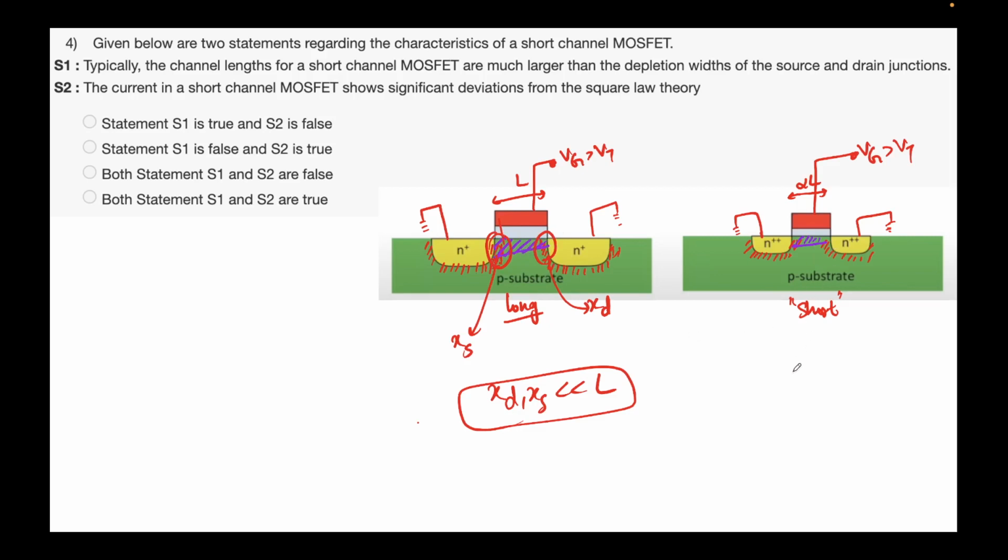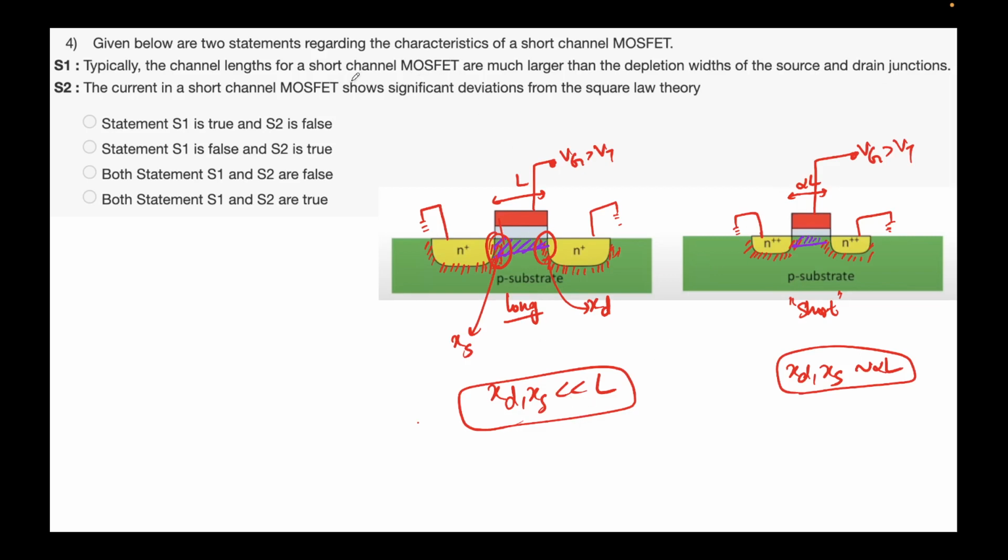Here that's not the case. Here XD and XS are not much smaller. They are, I'll not say equal, that will be truly disastrous, but they are of the order of L, the channel length, which in this case is alpha L, because we have scaled it, right? When this happens, that's when we say it's a short channel, short with respect to the depletion widths. So the first part, the channel lengths for a short channel MOSFET are much larger than depletion widths of source and drain junctions. No, that is the long channel MOSFET.